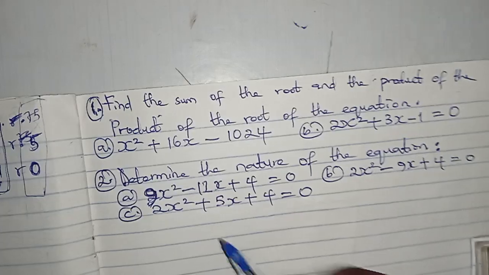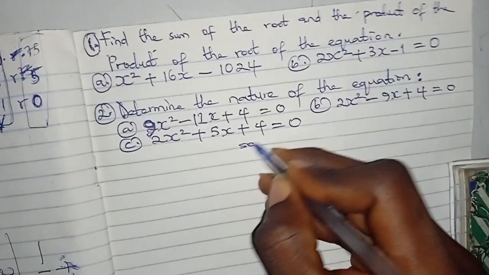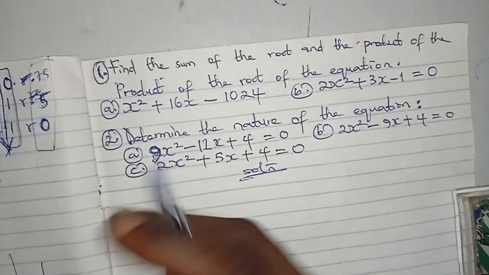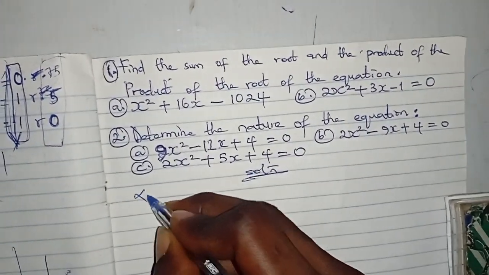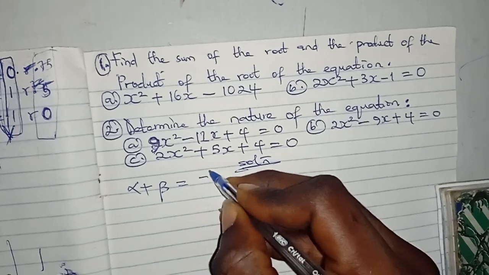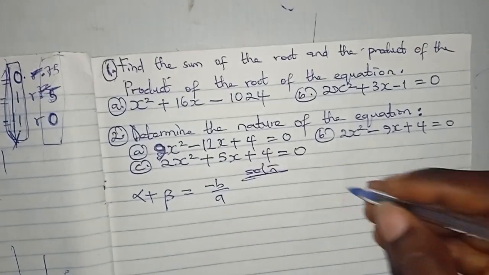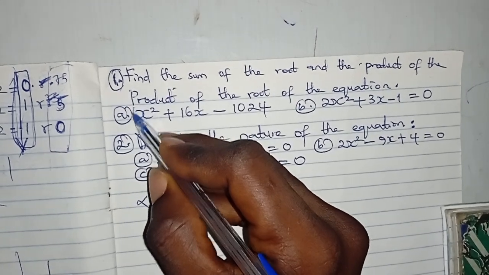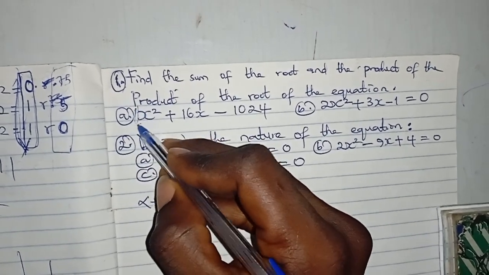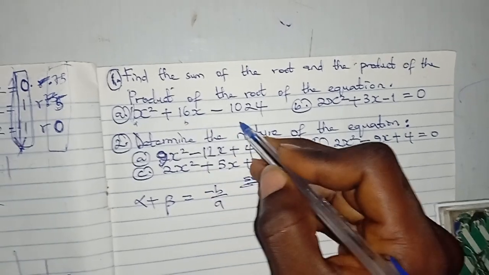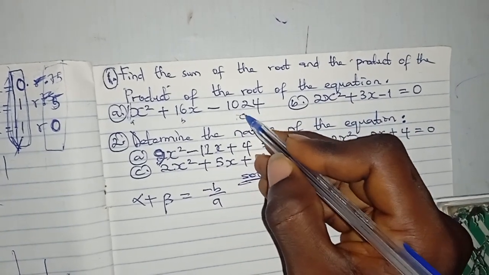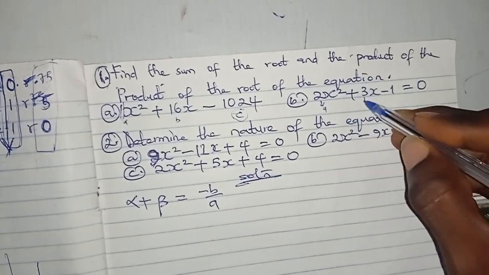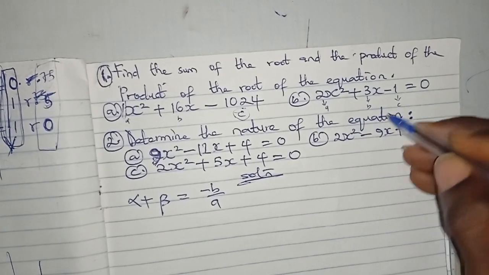So I will simply say solution. So we go by saying to find the sum of roots, which is alpha plus beta, we need to remember that alpha plus beta is equals to minus b over a. Now in this equation, the coefficient of the first part is 1. So a here is 1. Then b here is 16. C here is the constant, everything here. The same thing with here: this is A, this is B, and this is C. You need to know that.